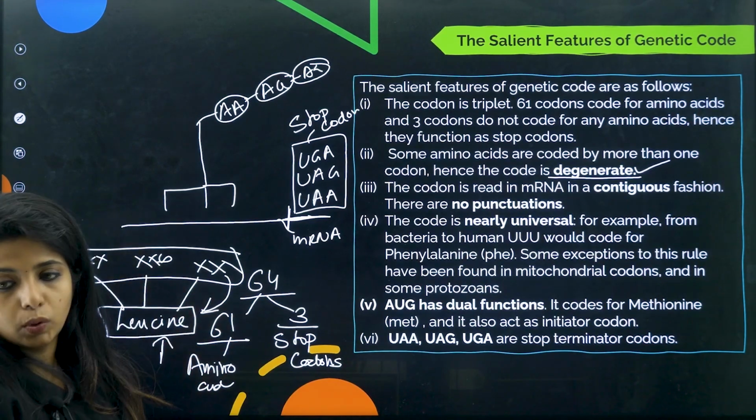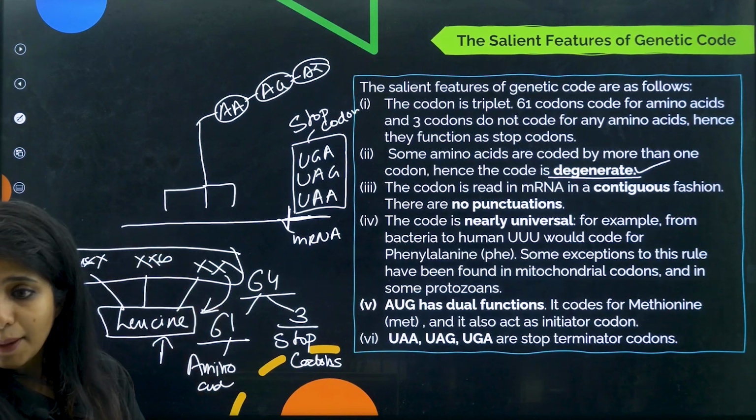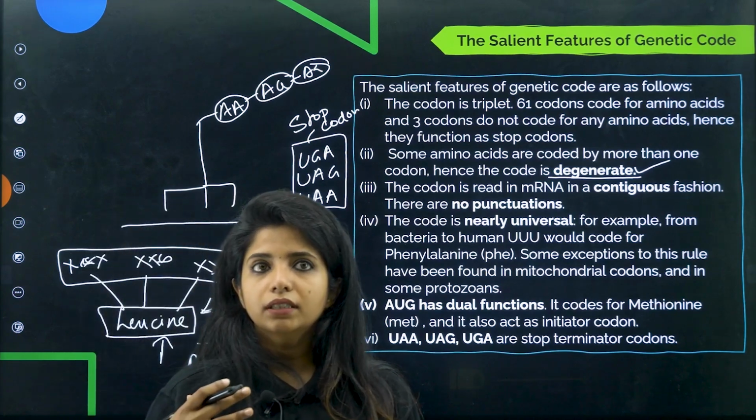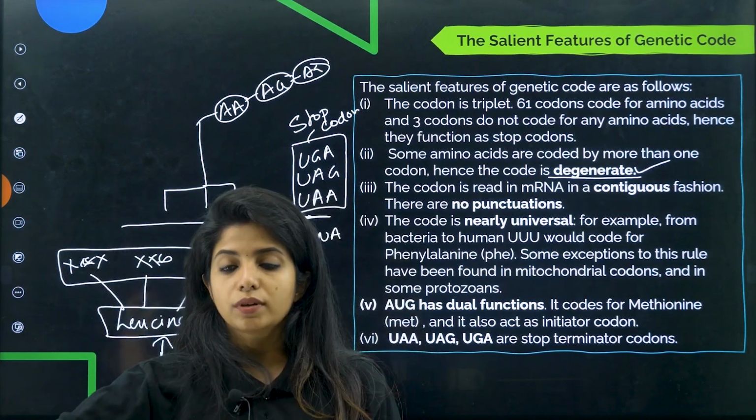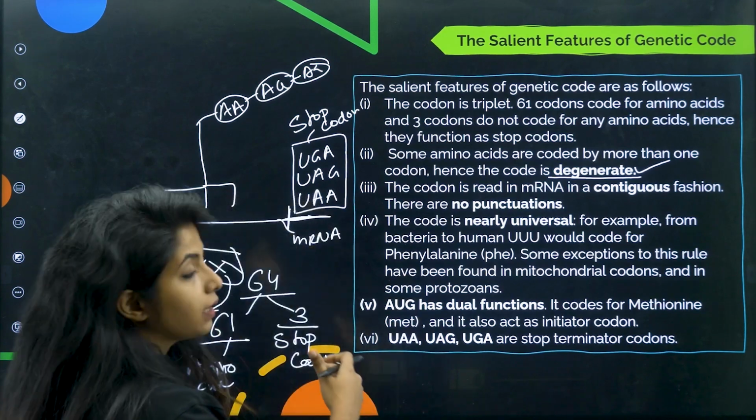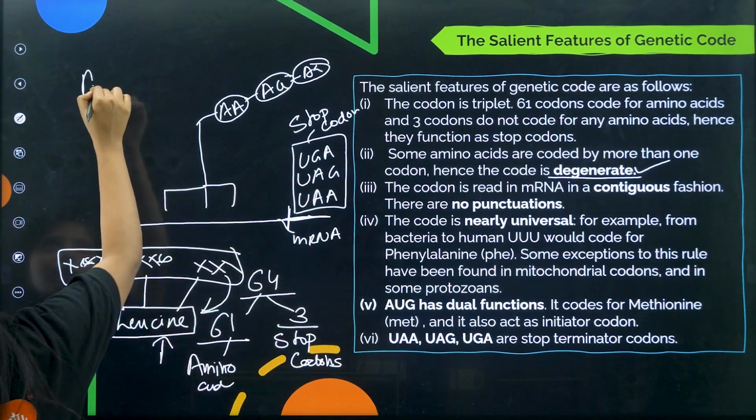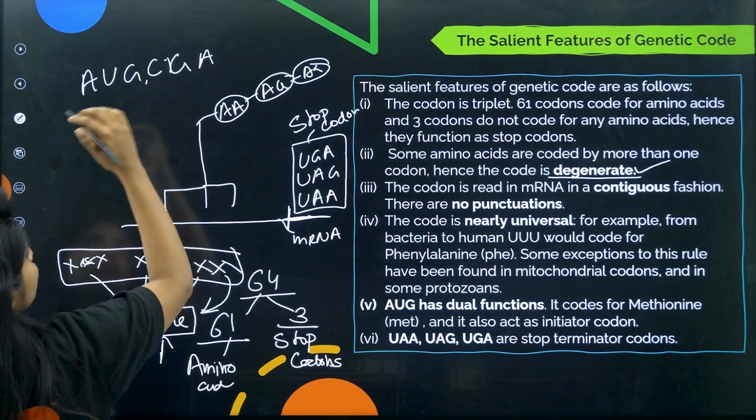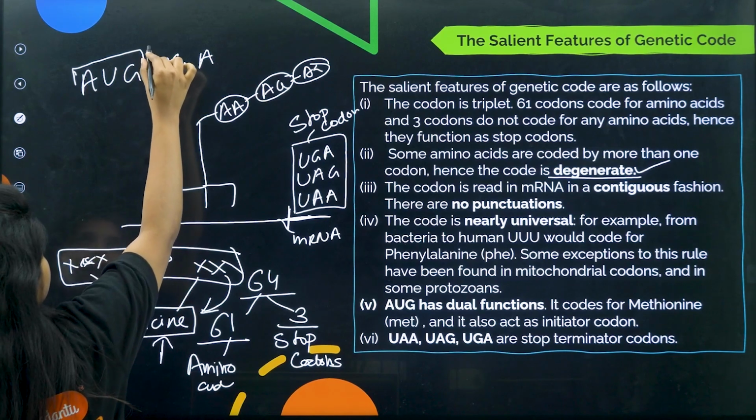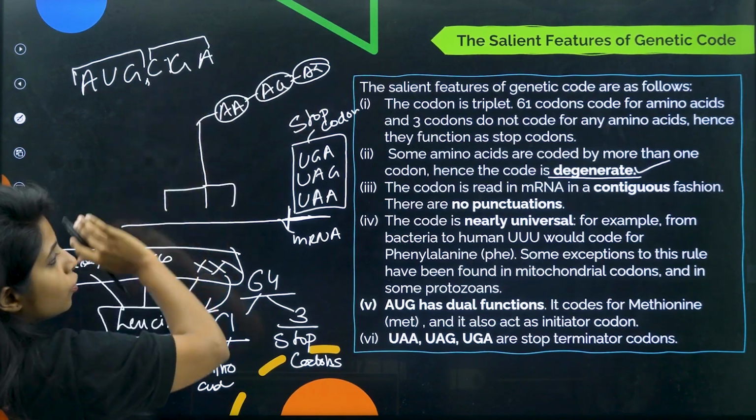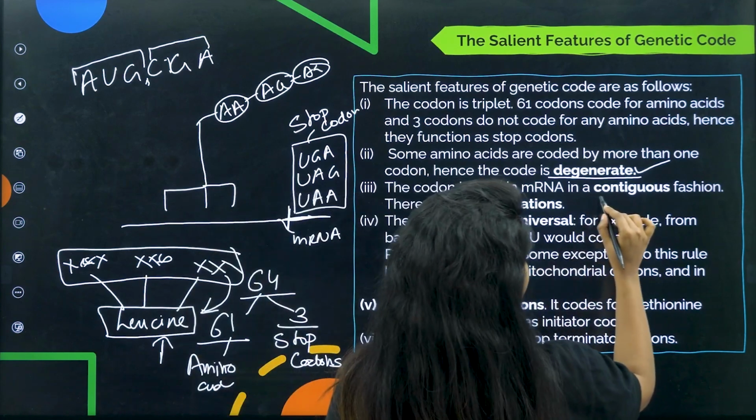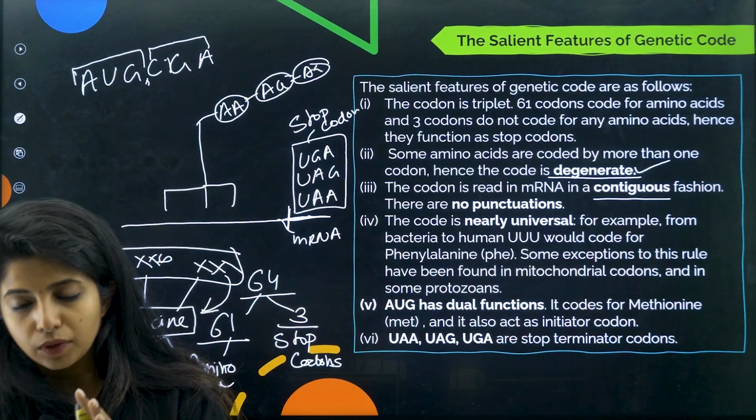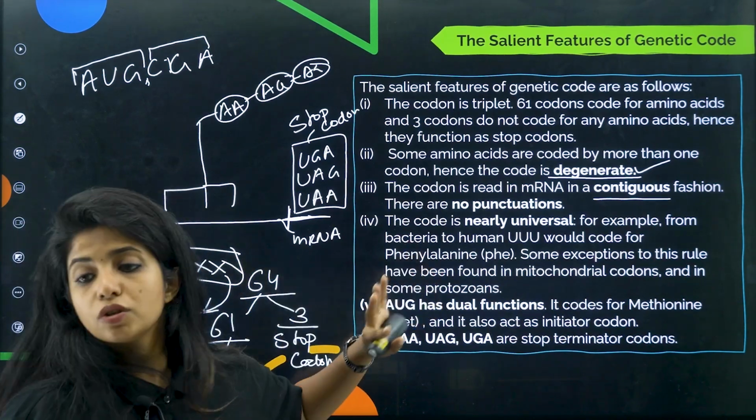Now, the codon is read in mRNA in a contiguous fashion. What do you mean by contiguous fashion? Basically, it's continuous. There are no punctuations in between. So basically, when a codon is read, A, U, G, C, G, A, over here there is no full stop, there is no comma, nothing. It is read like this: this is 1, and this is 2. And it goes on. There is no comma, there is no punctuation, it is known as contiguous. So codons are degenerate, children, because there are multiple codons coding for the same amino acid. The next thing that we studied is contiguous, with no punctuation in between.